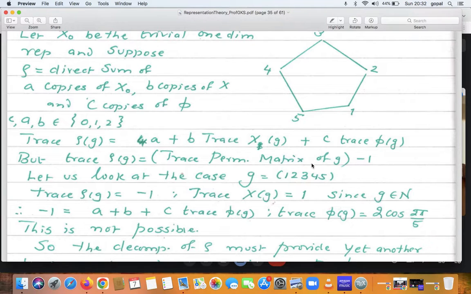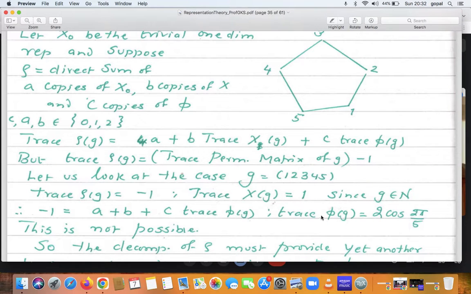So for the phi cycle, the trace is 0, and when I subtract 1, I get the trace to be -1. And trace chi G is the trace for the other permutation that we have, the one that you lift. This is going to be 1 because this phi cycle belongs to the normal subgroup. And so we get this equation: -1 equals A plus B plus C times trace phi G. And what is trace of phi G?